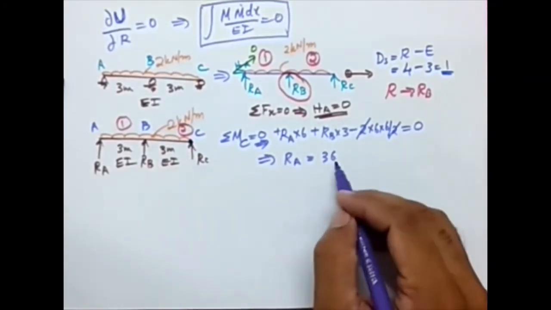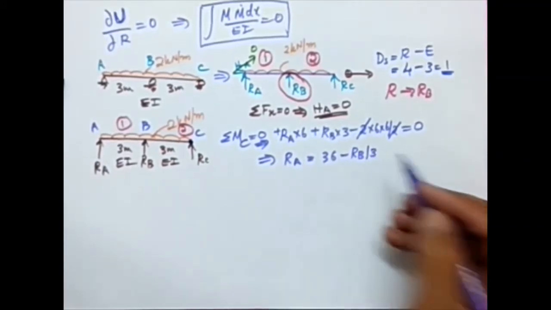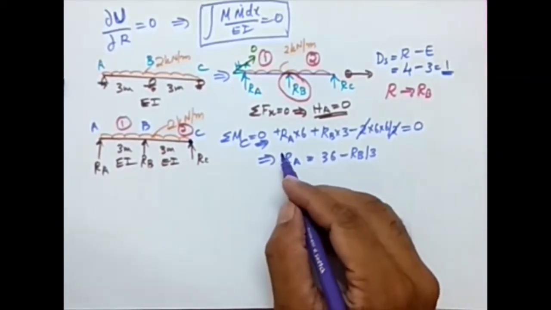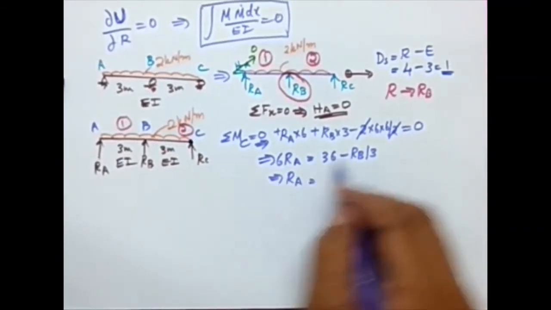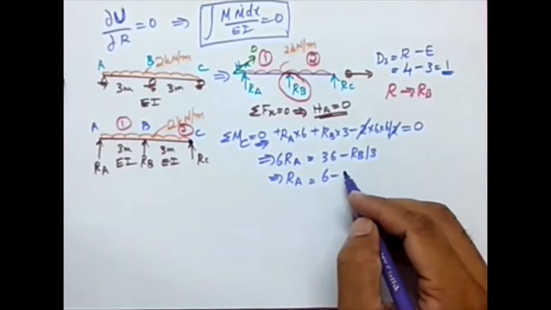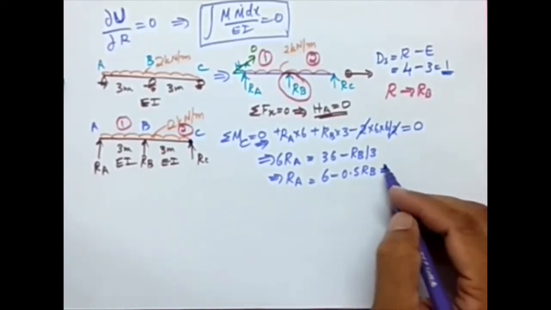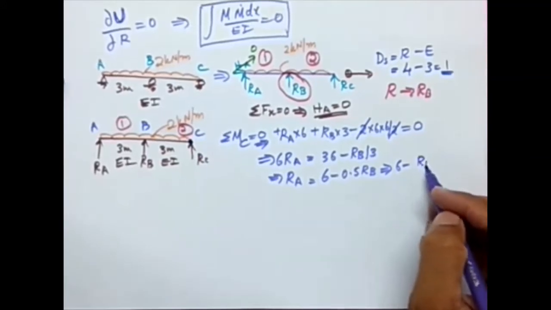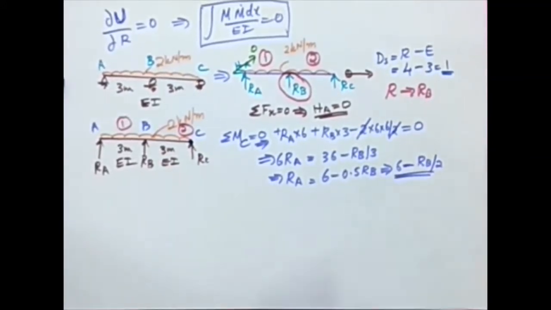I'm taking the right side, so it becomes positive and this becomes negative: minus RB by 3. This is 6 RA. So what is RA? RA will be equal to 6 minus 0.5 RB, or 6 minus RB by 2. That's the value of RA.